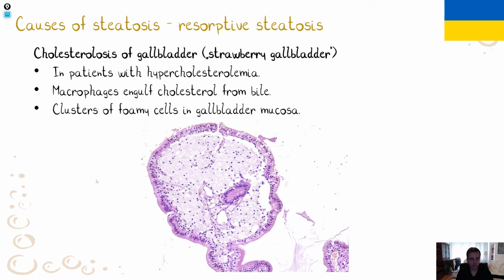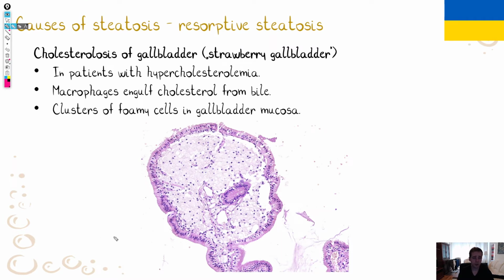Another example of localized resorptive steatosis is cholesterolosis of gallbladder. This can be seen in patients with hypercholesterolemia, because cholesterol is a part of bile, and in patients with hypercholesterolemia there is increased amount of cholesterol in bile, and macrophages from gallbladder mucosa will start to engulf the cholesterol from the bile, and they will create clusters and depositions of foamy macrophages in gallbladder mucosa, and grossly you can see it as small yellow spots, which is called cholesterolosis.